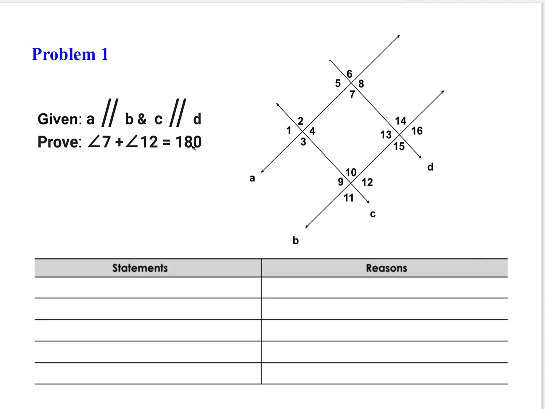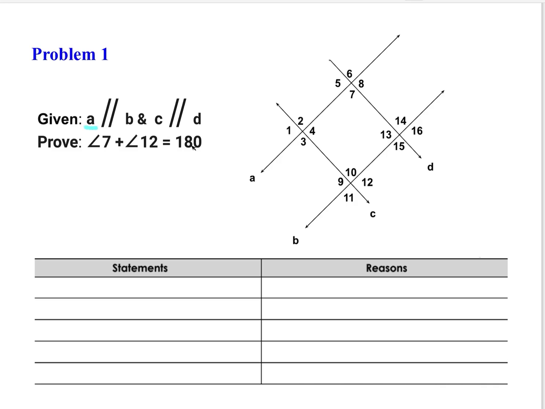In this video, we will talk about two-column proofs of parallel lines cut by a transversal. What is a transversal? It is a line that passes through two lines in the same plane at two distinct points. Let us focus our attention on the given.